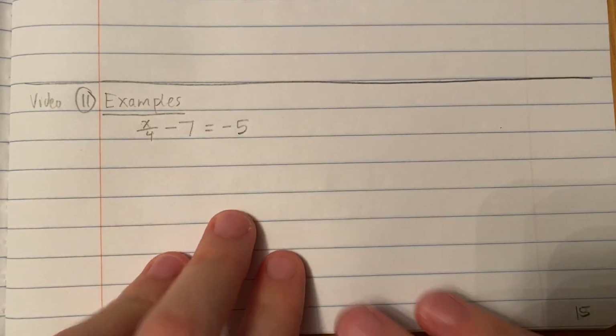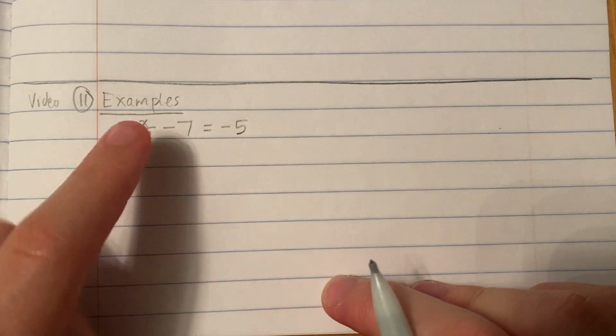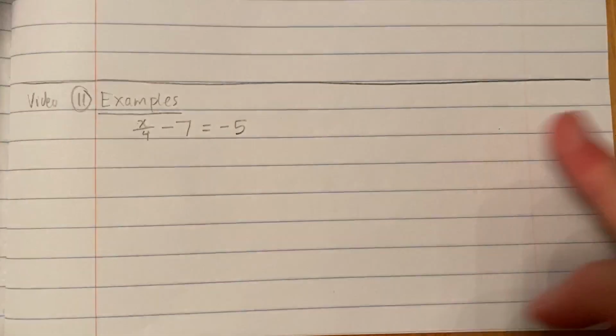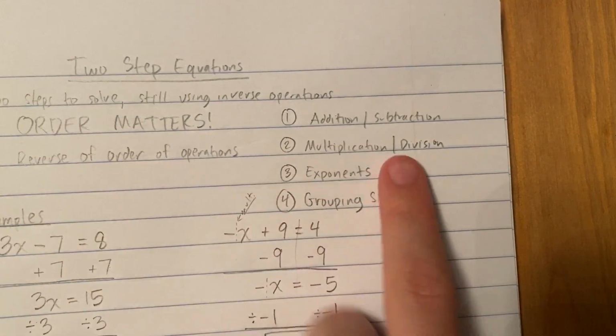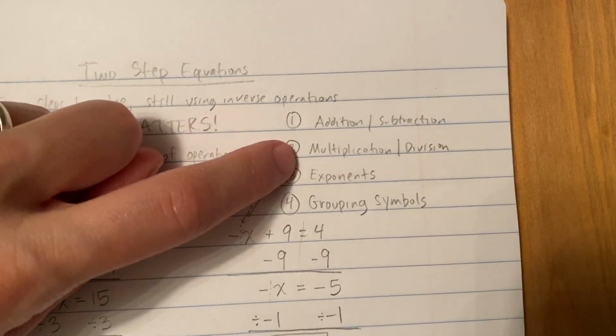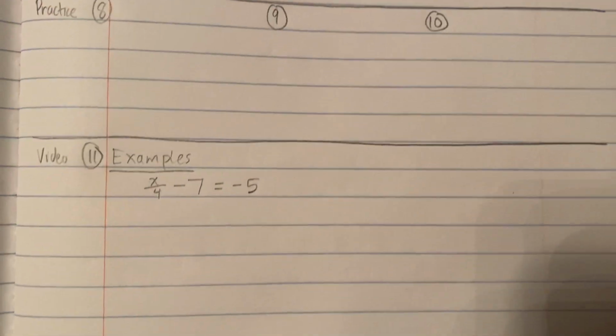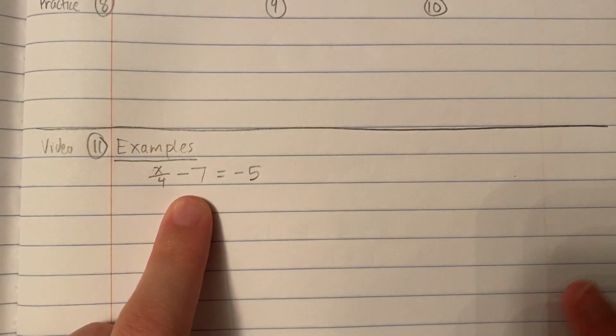Okay, so remember I have two operations here. What are the operations I have? I have division and subtraction. Remember I use my reverse order of operations, so addition and subtraction is going to come before multiplication and division. So I'm going to deal with that subtraction first. The subtraction is what I'm going to undo first.